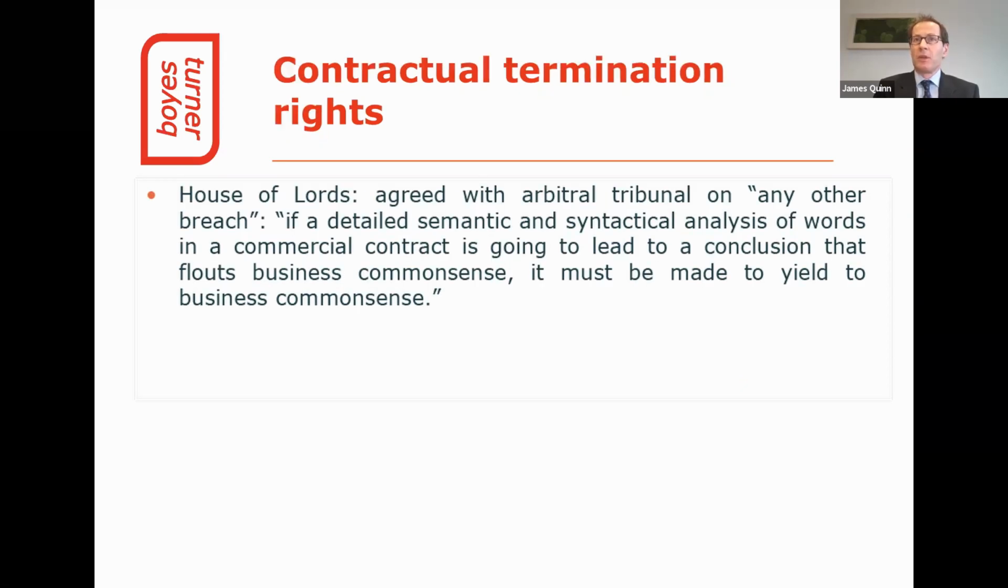The arbitral award was appealed all the way to the House of Lords, the House of Lords agreeing with the arbitrators on this point. As we see on the slide, the court remarked that if a semantic and syntactical analysis of words in the contract would lead to a conclusion which flouts business common sense, then it must yield to business common sense.